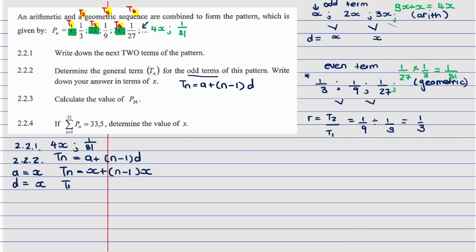So now doing the last question, which is 2.2.4. It says, if the sum of 21 terms, starting from n equals 1, of Pn. Remember that P is a combination of both the arithmetic and geometric sequences. And they tell us it equals 3,5. Then they say determine x.